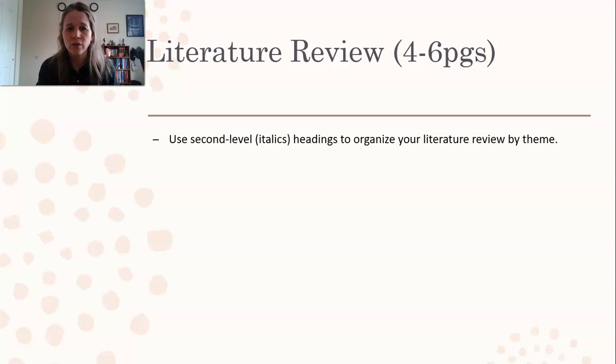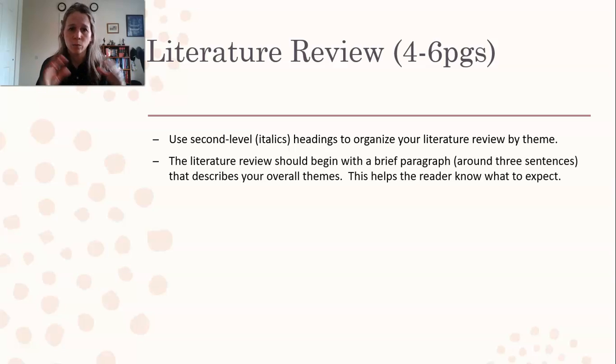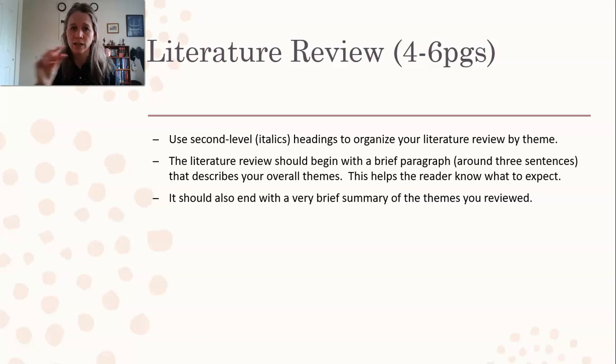You should use second level headings to organize your literature by theme. But when you start out, you have your first level heading in all caps, literature review. And then you should start with a brief paragraph, maybe 3 sentences long, that describes your overall themes. Like I'll say later, this is not a mystery novel. You're putting all your findings up front, all your ideas up front. So in this literature review, the main themes I found were blah, blah, blah. And then you've got your second level heading of the first theme.